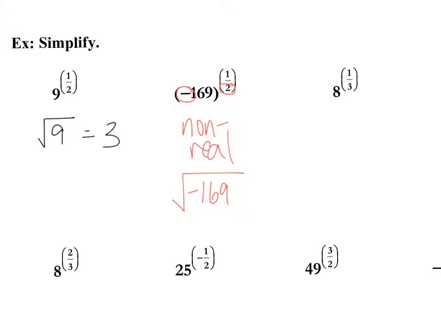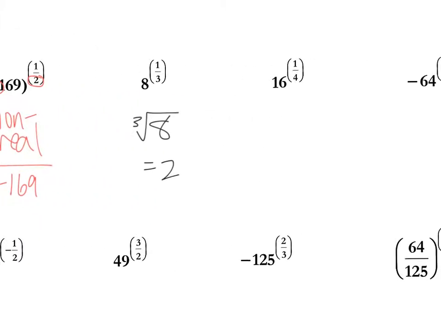What about 8 to the 1/3? So the 1/3 makes it a cube root, and that answer is 2. Okay, and then what about this one, a 1/4? We haven't talked about that yet. Well, it's the same thing, it's just a 4th root. So you're thinking, what times itself 4 times gives you 16? That happens to be 2. 2 times 2 times 2 times 2 is 16.